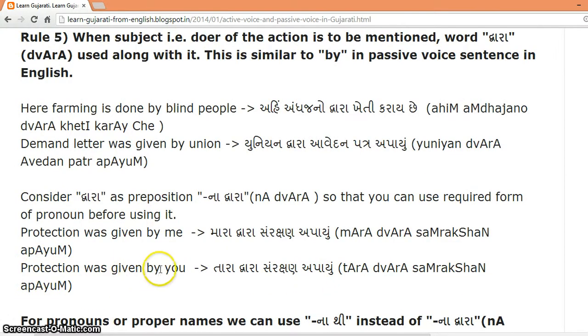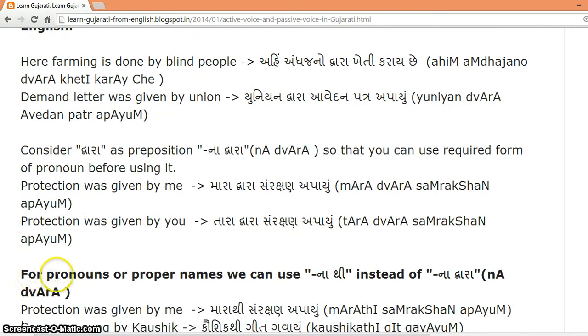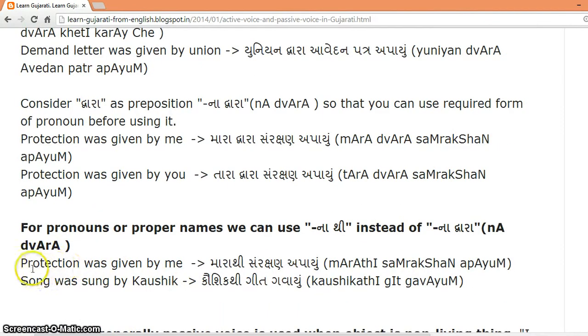Protection was given by you. Tara dwara sanrakshan apayu. For pronoun or proper names, we can use na thi instead of na dwara. Protection was given by me. Marathi sanrakshan apayu. Song was sung by Kaushik. Kaushik thi geet gavayu.